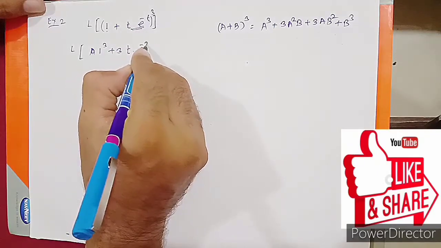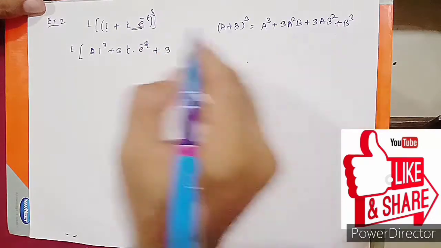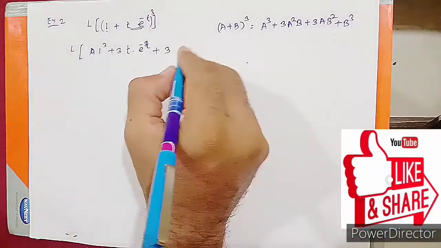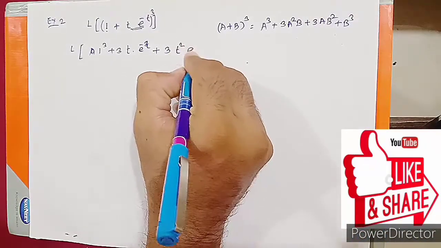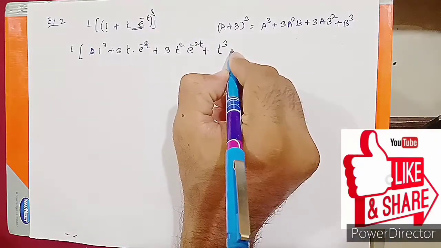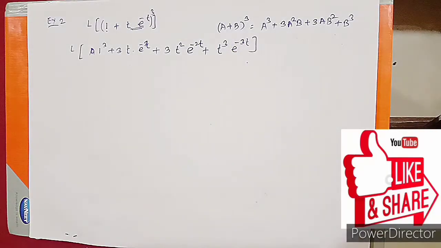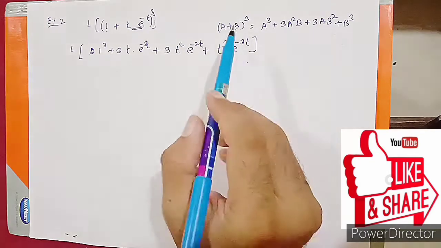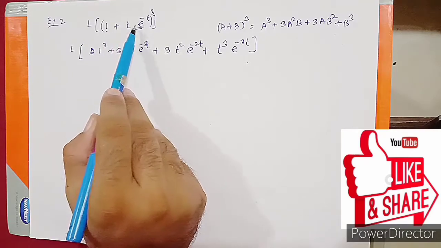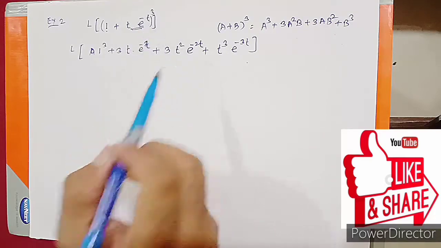t into e raised to minus t, plus 3ab square. a is 1, so it is not necessary to write 1, and b square is t square into e raised to minus 2t, plus b cube. So what is b cube? t cube e raised to minus 3t. Okay guys, we are just applying the basic formula, a plus b bracket cube. We are assuming 1 is a and t into e raised to minus t is b. So we are just expanding this bracket.